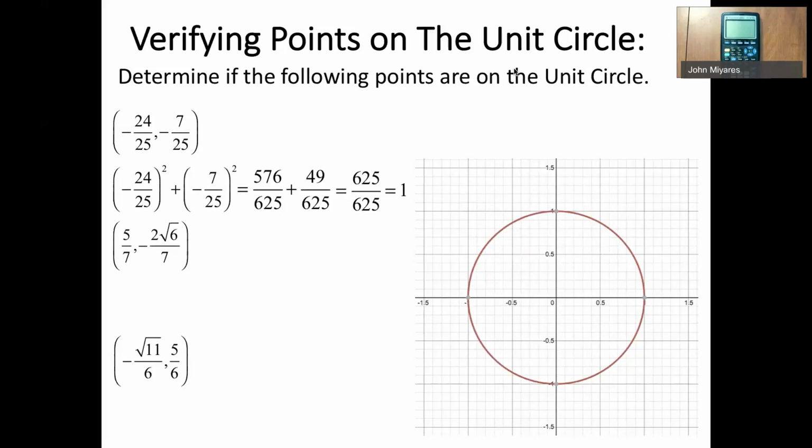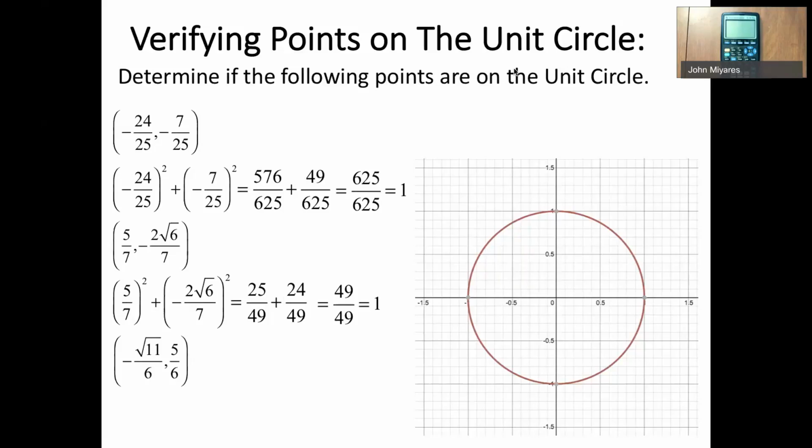For the second example, we'll take 5/7 squared plus negative 2 square roots of 6 over 7 squared. Squaring out the first fraction, you get 25 over 49. And with the second fraction, you have to first square the negative 2, which gives you positive 4. Then you take the square of the square root of 6, which gives you 6. And 4 times 6 equals 24. This gives you a final fraction of 24 over 49, which when we now add the two fractions together, will get you 49 over 49, which equals 1.